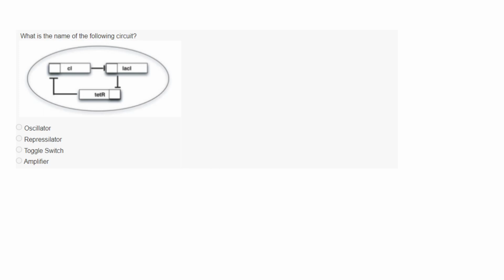Okay, so just to give you a heads up, these are basically the arrows that have, consider these a network with three edges and three nodes. So the three nodes are given by cI, lacI, and theta. Basically these are microbial networks.